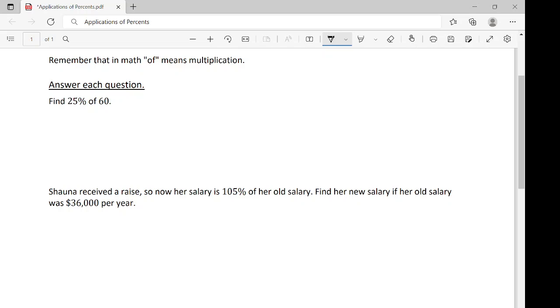So what we're going to do is we can't work with percentages in math. All percentages need to be converted to a decimal. So 25% is going to turn into 0.25. And we're going to multiply because it says of 60. So 25% of 60 is 0.25 times 60, which is going to end up giving you 15. So 25% of 60 is 15.